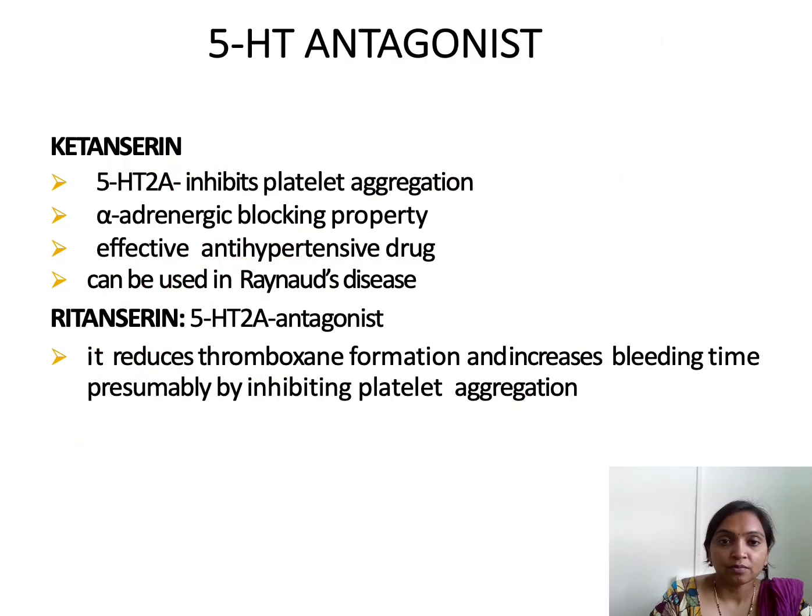So moving on to its antagonist, that is ketanserin, which is a 5-HT2A antagonist. It inhibits platelet aggregation, and it also has an additional alpha blocking property, and it is effective as an antihypertensive also. It can be used in Raynaud's disease because of its alpha blocking property.